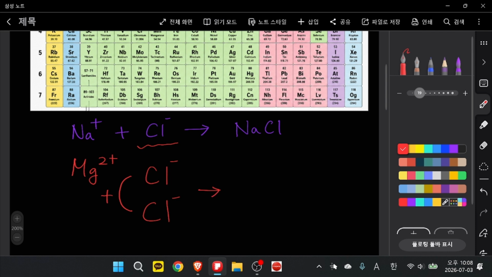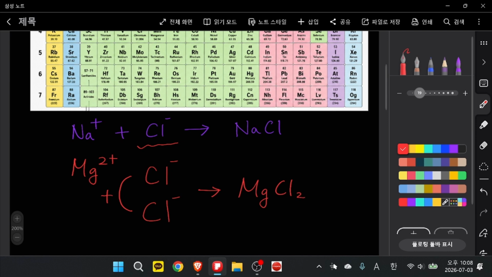So the formula is MgCl2. Notice that we don't write the charge in the final chemical formula. We only write the correct ratio of atoms.